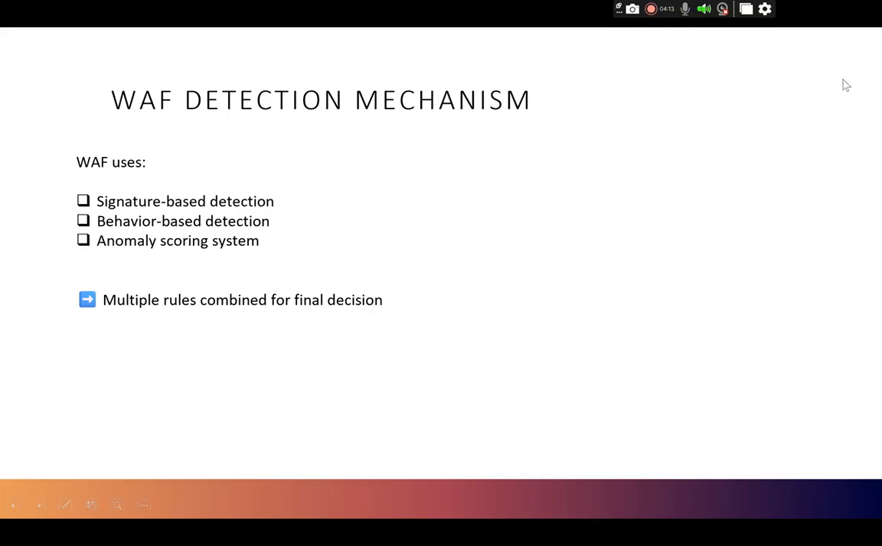WAF does not rely on just one method. It uses signature-based detection to match known attack patterns. It also uses behavior-based detection to identify abnormal requests. Finally, it uses anomaly scoring, where multiple rule violations are combined to make a decision.